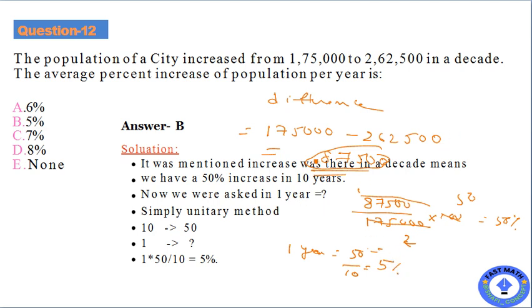I have written the conventional method also. It was mentioned that a decade means 10 years. We have taken a 50% increase in 10 years by calculating this way. Now we are going for the unitary method. For 10 years we are getting 50%. For 1 year that is nothing but 50 by 10, 5%.